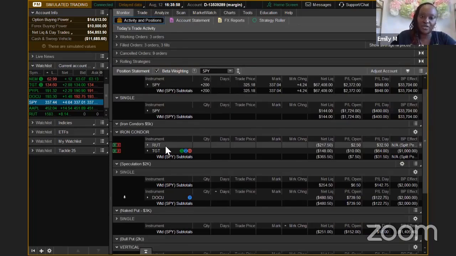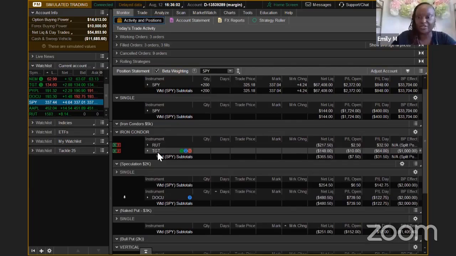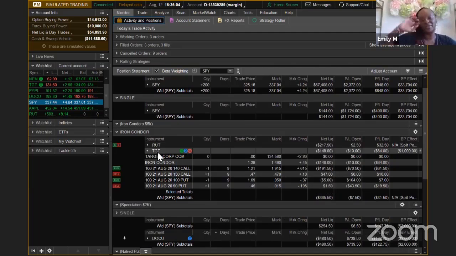And the next one, we talked about the RUT. So the RUT, we talked about that one. So the other one that we have on here is Target. Now, Target, I specifically left on here to show you guys why it's important to make manual adjustments and take profit when you have the chance to, because you just never know.